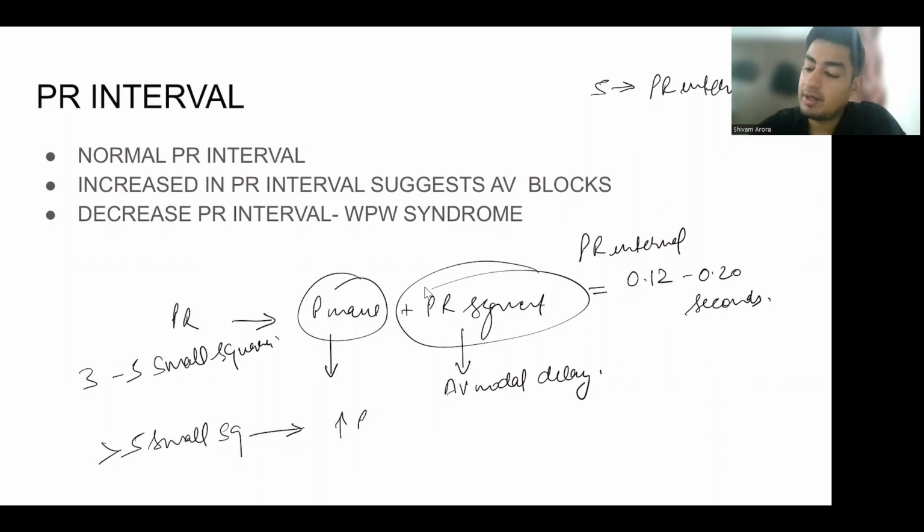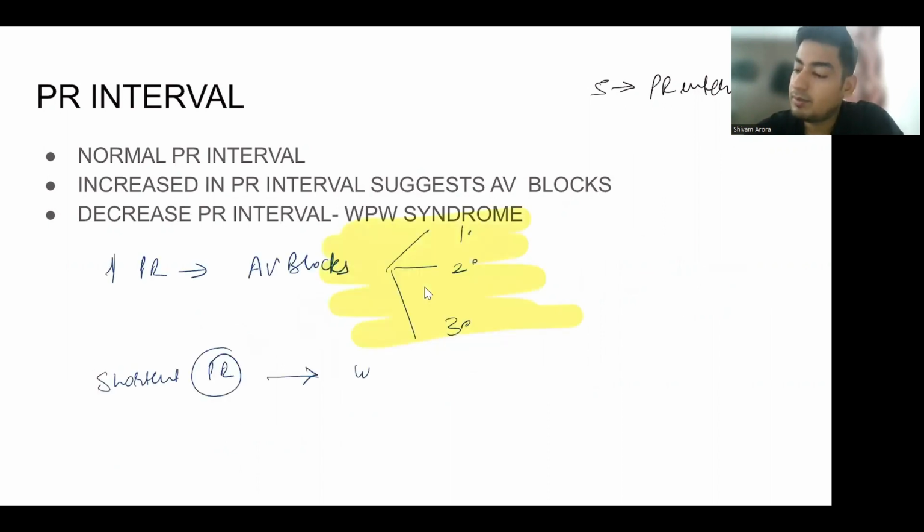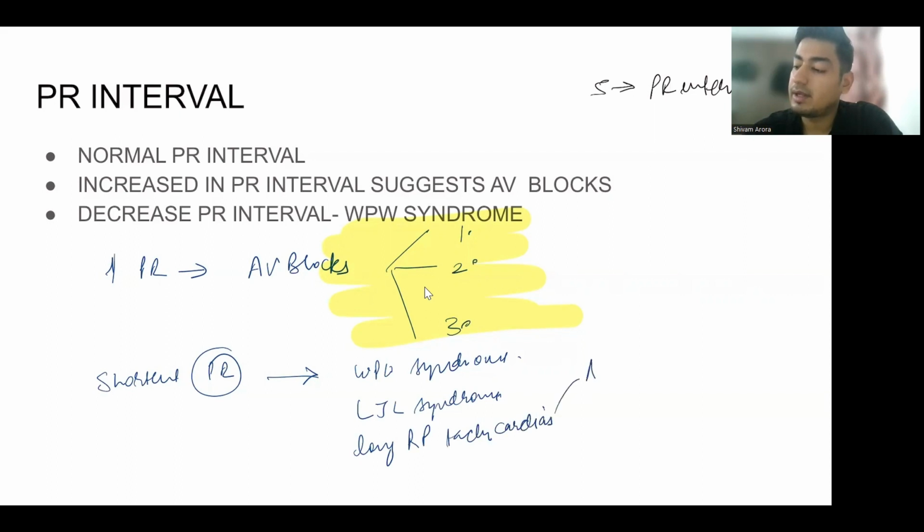The causes of shortened PR are WPW syndrome, any accessory pathway which is bypassing the AV node, LGL syndrome, and then long RP tachycardias, like atypical AVNRT and PJRT.